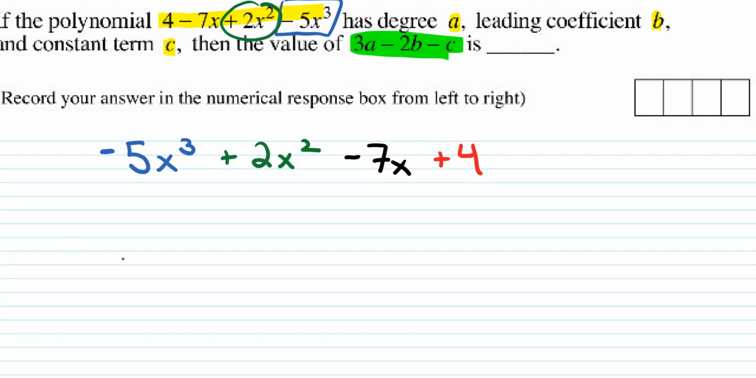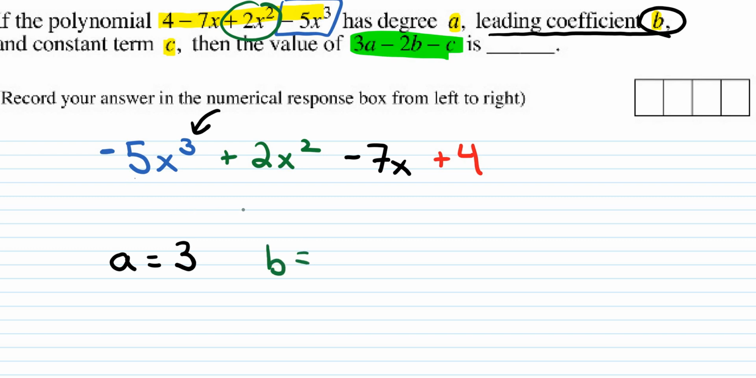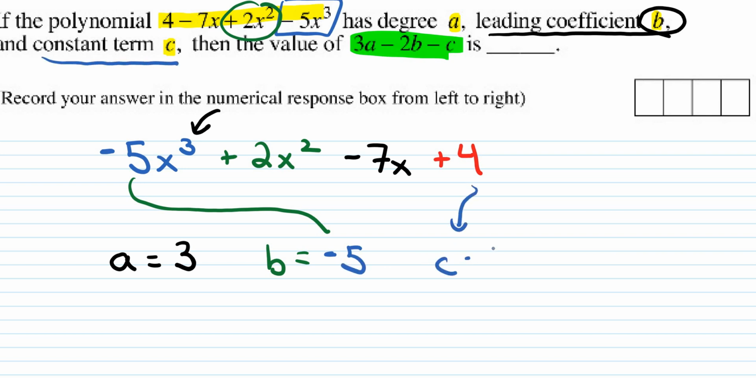Okay, so my degree is going to be a, right? So when I look at this expression here, my degree is going to be 3. So a gets assigned the degree, so a equals 3. The leading coefficient is b. Okay, so my leading coefficient here is now -5, so b takes on -5. And finally, the constant term is c, right? So here's my constant term, so c equals 4.